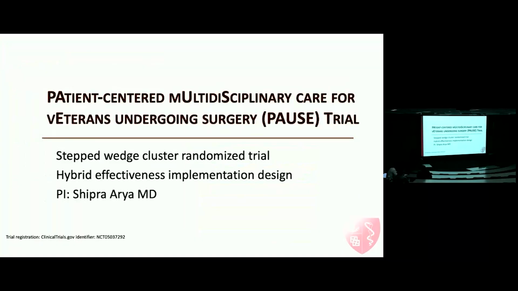All right, moving on to the next example, the PAUSE trial. So this is still ongoing, but in the last year we are at the phase of analysis.